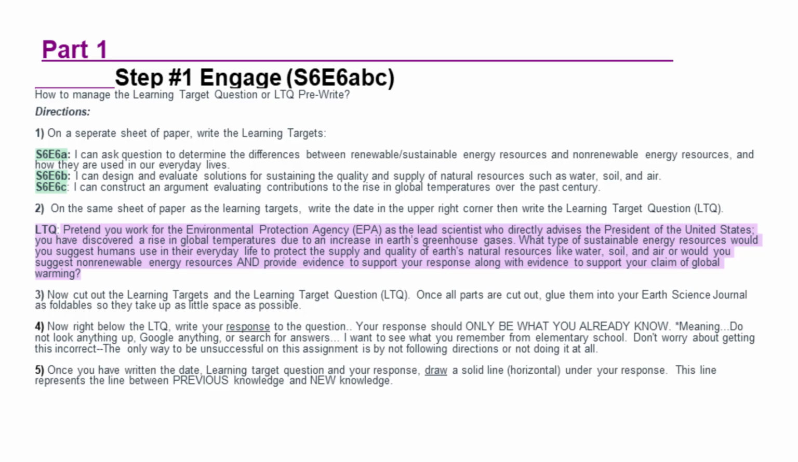Also notice that I've taken multiple learning targets and combined them into one big learning target question. As you can see, I've taken S6, E6A, B, and C, so I'm using all three learning targets and combined them into one massive learning target question. Obviously, they're not going to know the answer because, number one, we're in the engage phase, which is step one, and I haven't taught a word about any of this. This helps me get through the content because we have a lot of learning targets in Earth Science, and the year is only so long.